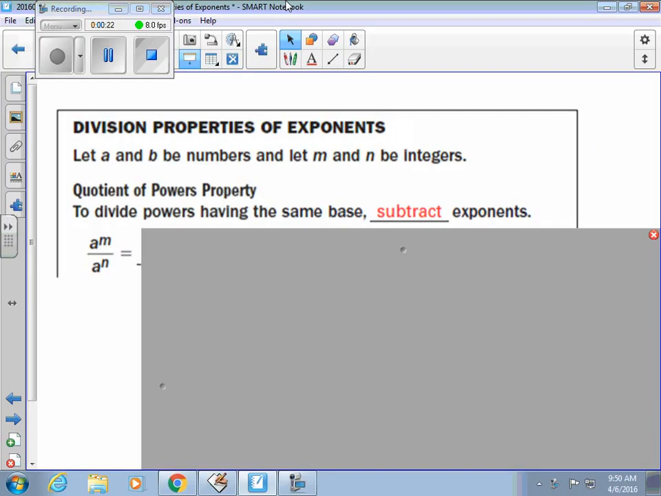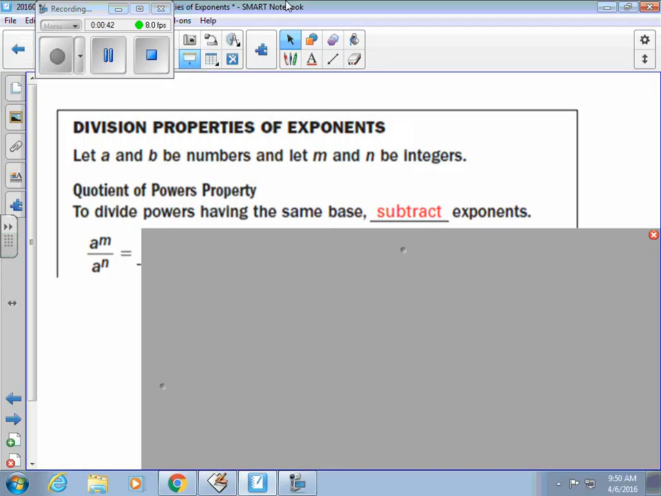We have a couple of properties that we're looking at. Division properties. Let A and B be numbers, and let M and N be integers. So we're not talking about any partial numbers, any fractions, anything for M and N. Quotient of powers property says to divide powers having the same base, subtract the exponents.